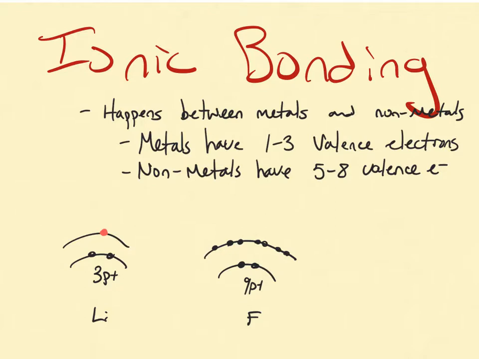Now taking a look at fluorine, it's got 9 protons and it's got 2 electrons on the first energy level and only 7 in the second energy level. So it has 1 less than 8. Now lithium is going to give its electron to fluorine, and it's going to be an advantage for both the metal and the nonmetal. And here's why.